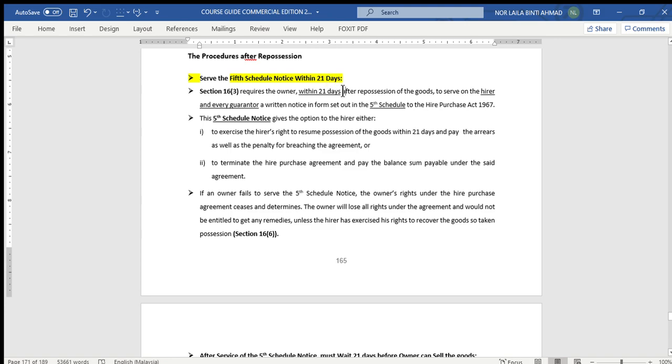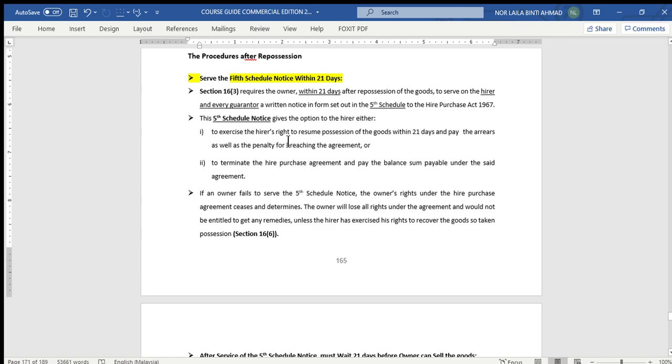So sama juga dengan fourth schedule notice just now. So based on section 16 subsection 3, owners within 21 days after repossessions of the goods serve on the hirer and every guarantor a written notice in form set out in the fifth schedule. So basically, the fifth schedule notice gives two options to the hirer.